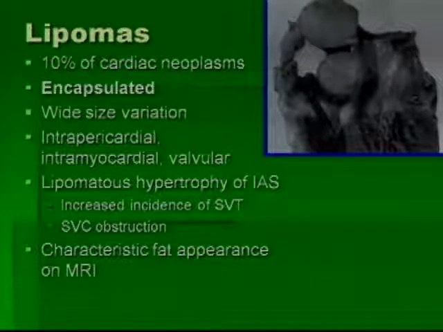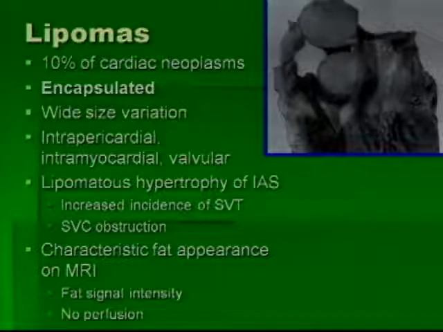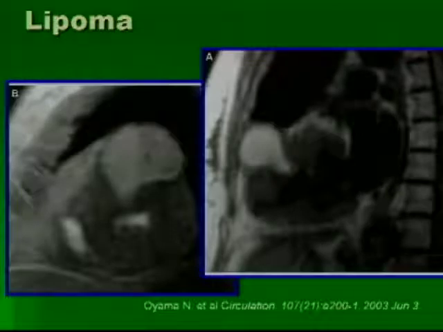And of course, MRI is very good at showing the traditional fat appearance, fat signal intensity, and of course lack of perfusion when gadolinium enhancement is performed. And here's just an MRI example. We can see a very large lipomatous tumor lights up on the black blood, and it's actually either arising from or going into the anterior myocardium there.